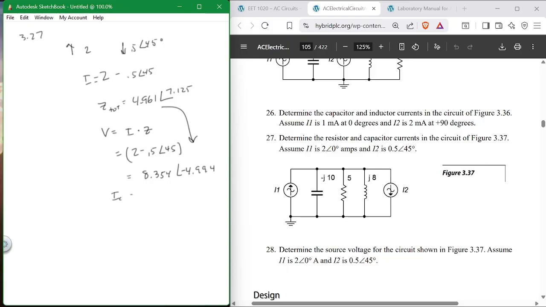What is my IC? Equal to V over X sub C, which is equal to 0.8354 at angle minus 85 degrees, and this is in amps. I sub R is equal to V divided by 5, 1.6708 at angle 4.9 something. And I sub L is equal to my voltage 8.358 divided by J8, which is equal to 1.044 at angle minus 85 something.